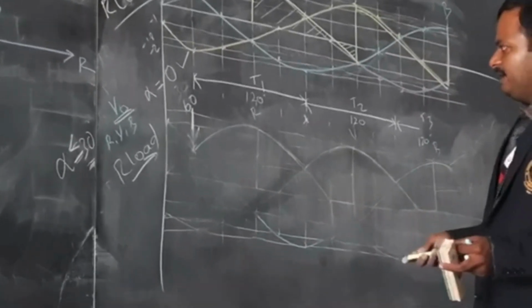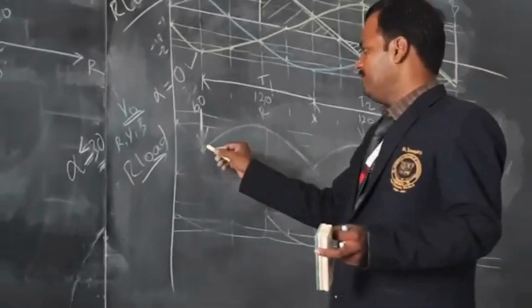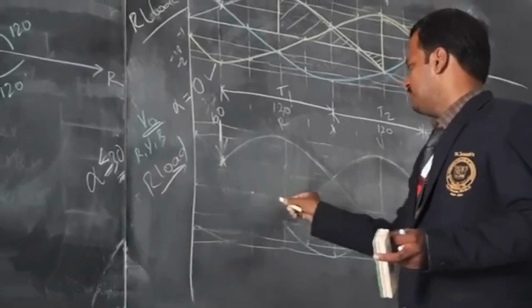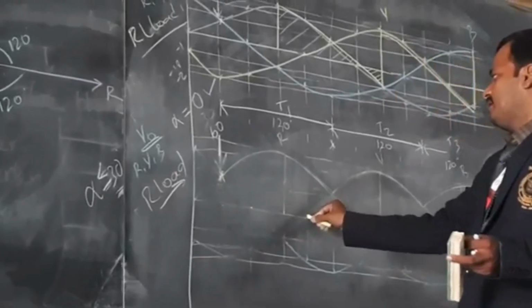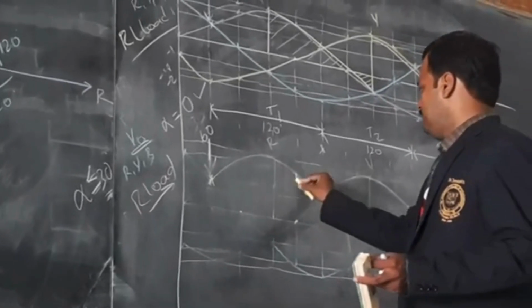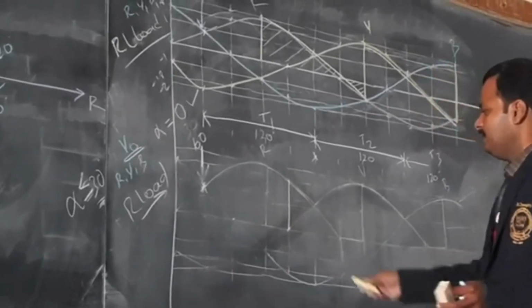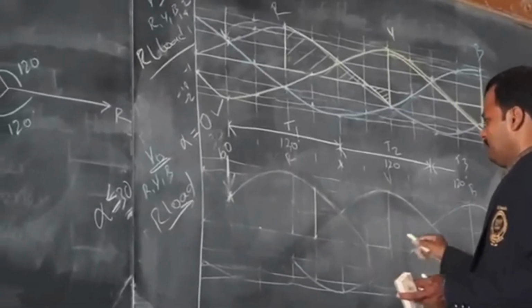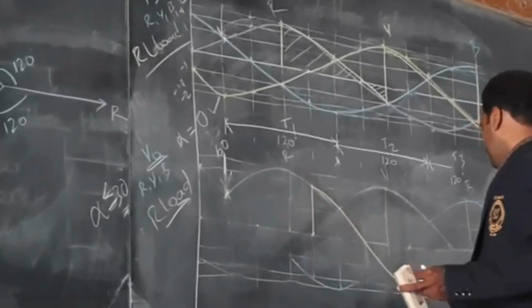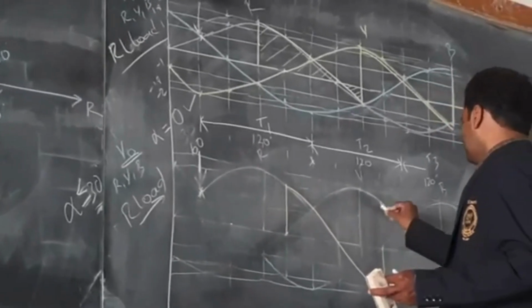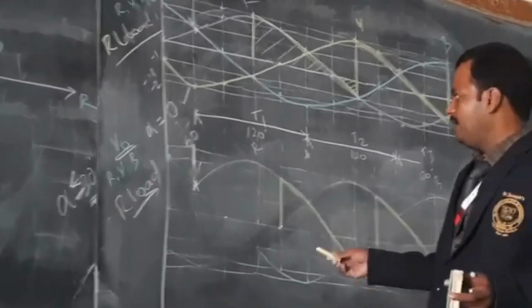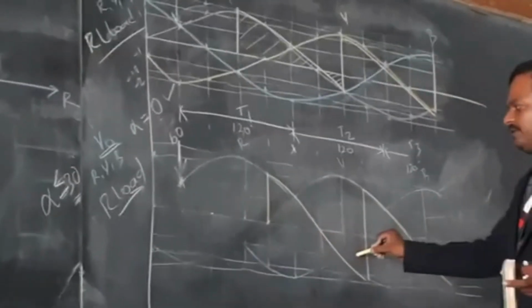Alpha is 90 degree. What is alpha is 90 degree? This is the crossover point. After the crossover point, 0, 30, 60, 90. We are considering this as 90. Then from here, 120 degree. 0, 30, 60, 90 and 120. 120 degree. We are getting output waveform. What does that mean? We are getting a positive as well as negative.